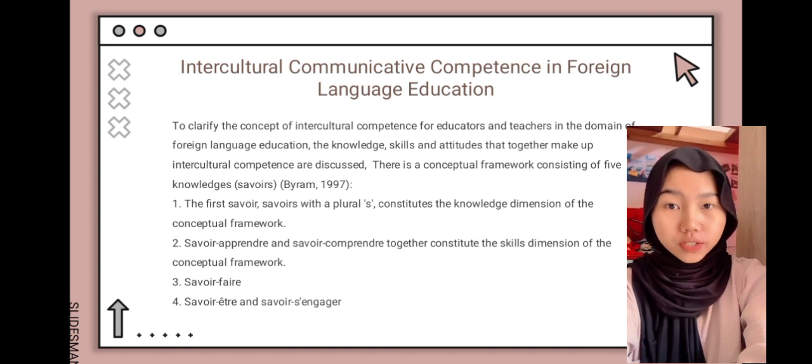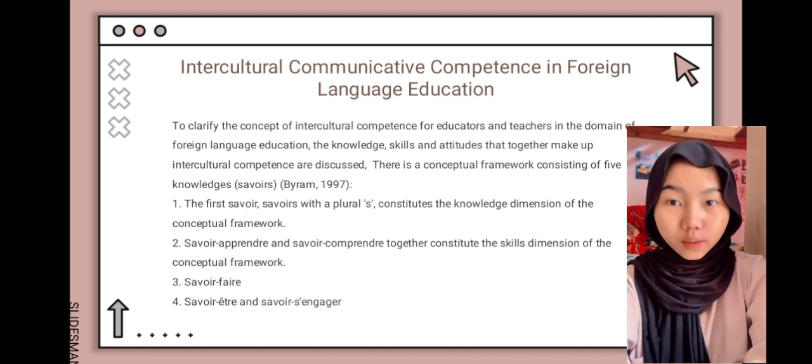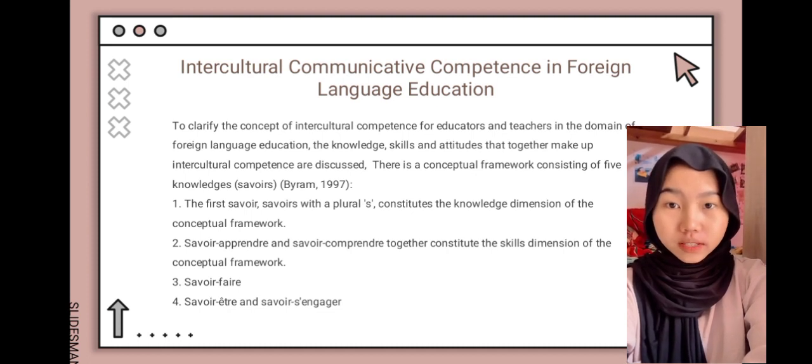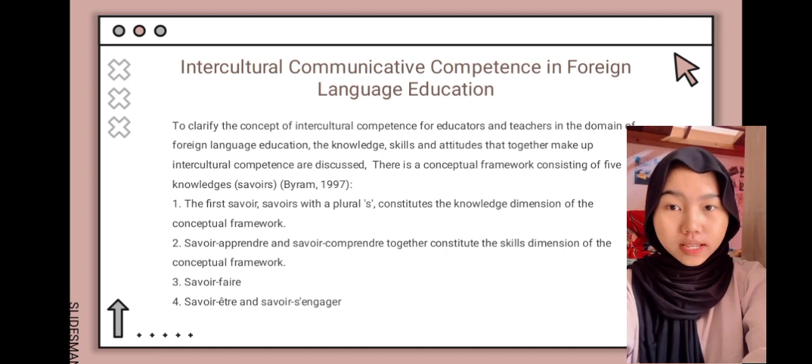In addition to culture-specific knowledge, an interculturally competent person also needs to acquire a certain amount of general cultural knowledge, which will enable him or her to deal with the great diversity of foreign cultures. The second one is savoir-apprendre and savoir-comprendre. Together they constitute the skills dimension of the conceptual framework.